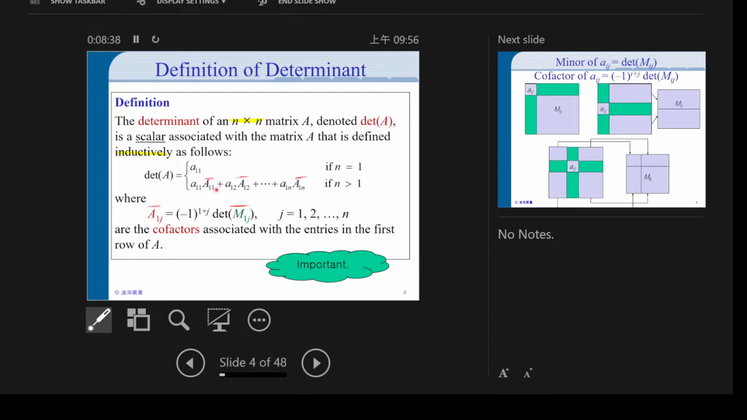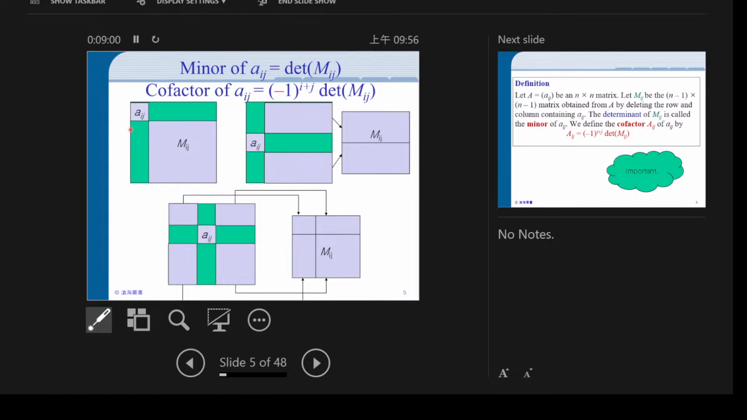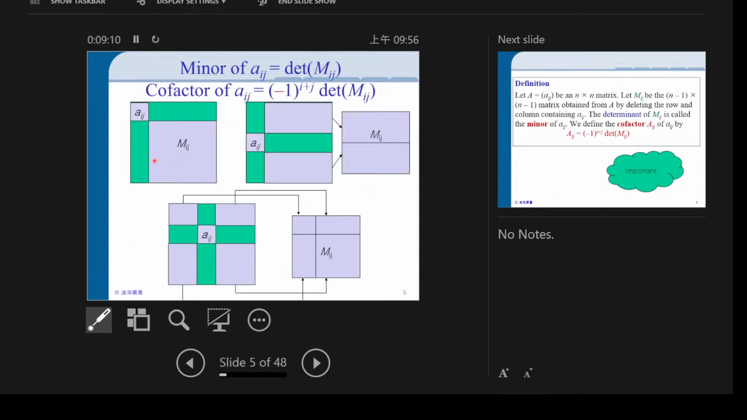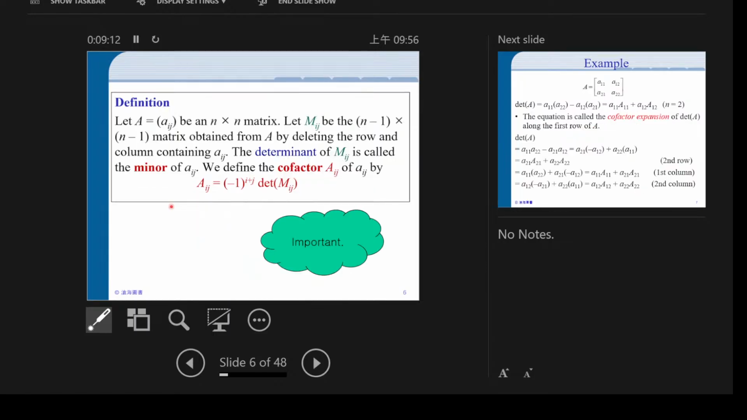So we have that Aij is a number, and it's -1 to the ij times the determinant of Mij. So you can see this is a recursive definition. So the determinant of A is a summation over those Aij on the first column times this big Aij, for which you need to calculate the determinant of Mij.